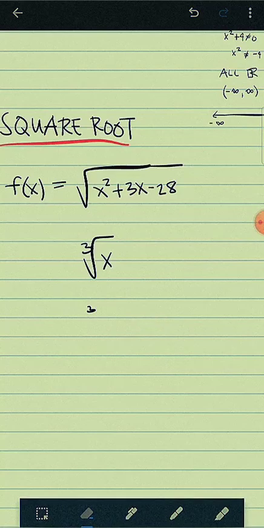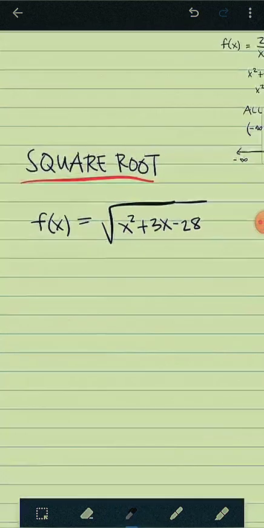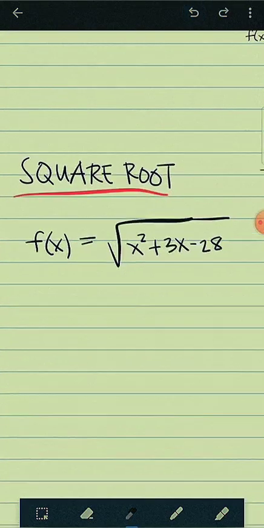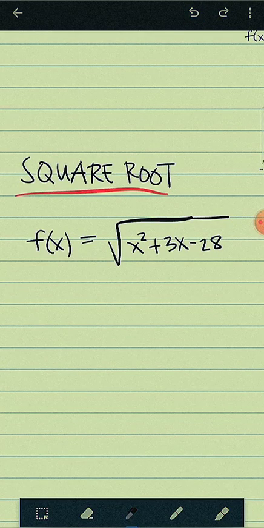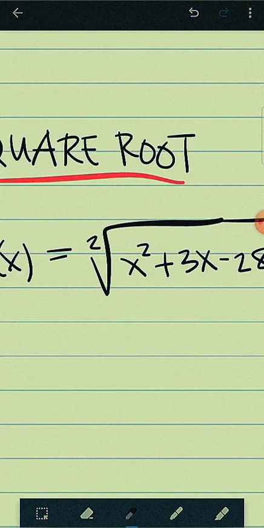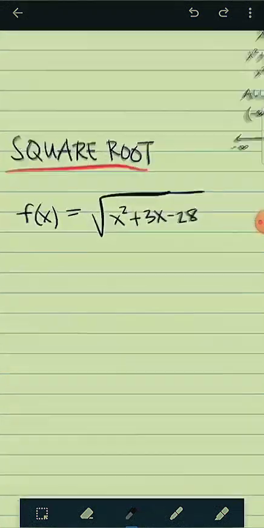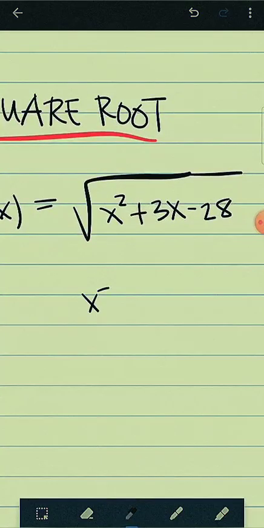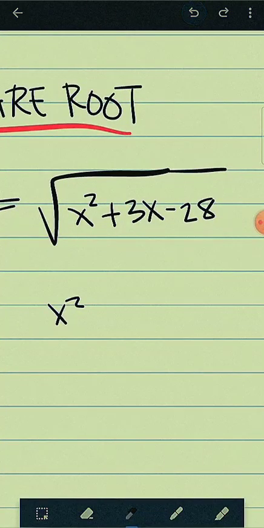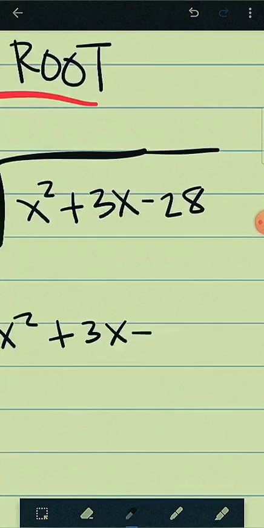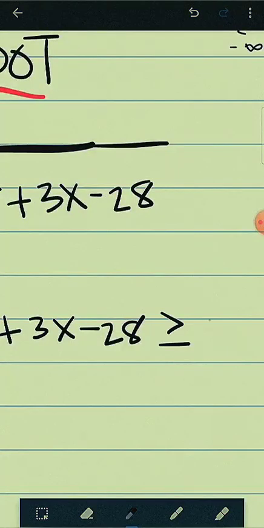Alright? So the only time that you will use this method for square root is if the index is even. Just like here, it's the square root of x squared plus 3x minus 28. Now, what are we going to do with that? So all we're going to do is set what's inside, the inside function, x squared plus 3x minus 28, greater than or equal to 0.